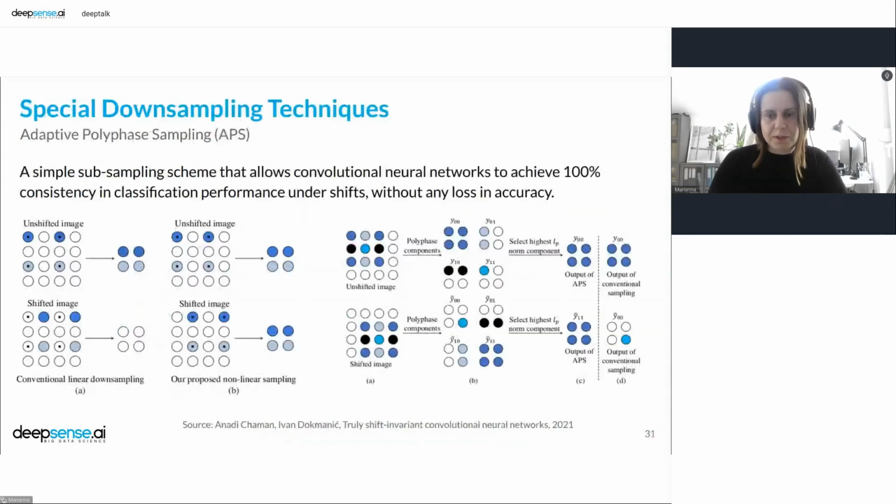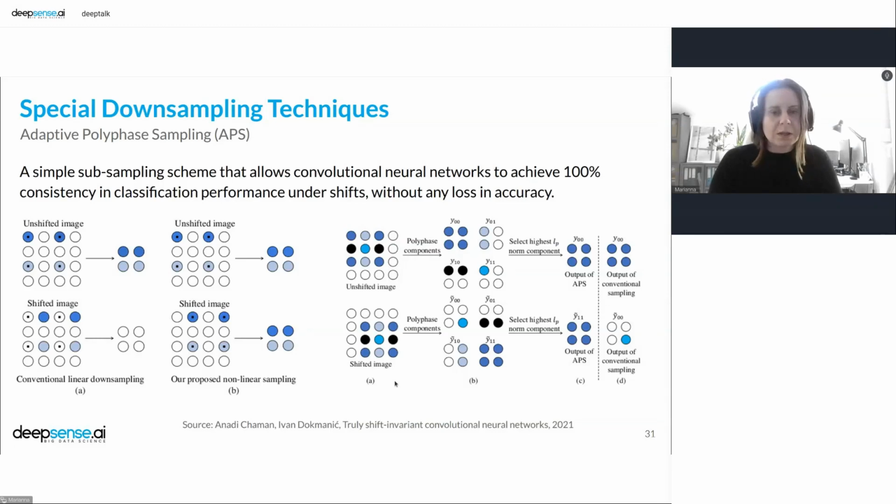And the last family of methods for ensuring geometric robustness is using special downsampling techniques. Here we have an example. Authors of the paper proposed a simple subsampling scheme. In conventional linear subsampling, we just choose samples depending on what the layer is, convolution or pooling. And if the image is shifted, our samples differ, like you can see here.